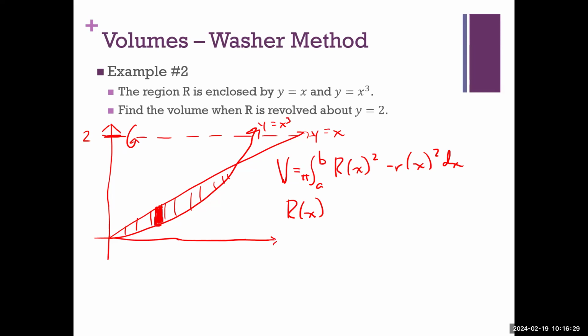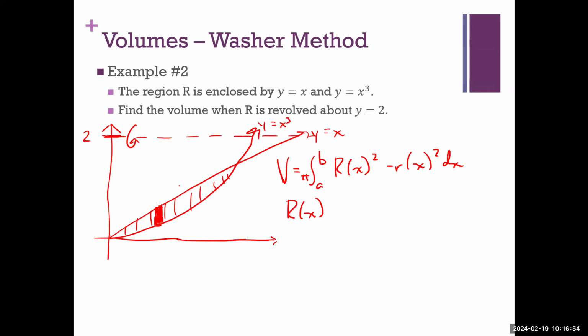So why does that mean the curve is the outer radius? It's whatever's further away from the line I'm rotating around. If I were to make that solid, the outer radius is going to come from the thing that's further away from the center. So our outer radius is going to come from y equals x cubed.